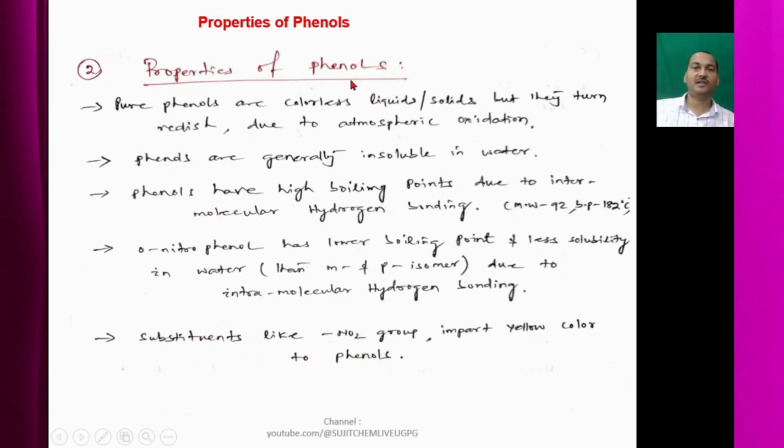The next is the properties of phenols. Pure phenols are colorless liquids or solids, but they can turn reddish due to atmospheric oxidation. Phenols are generally insoluble in water. Phenols have high boiling points due to intermolecular hydrogen bonding. Orthonitrophenol has lower boiling point and less solubility in water than the meta and para isomers due to intramolecular hydrogen bonding. Substituents like the nitro group impart yellow color to phenols.